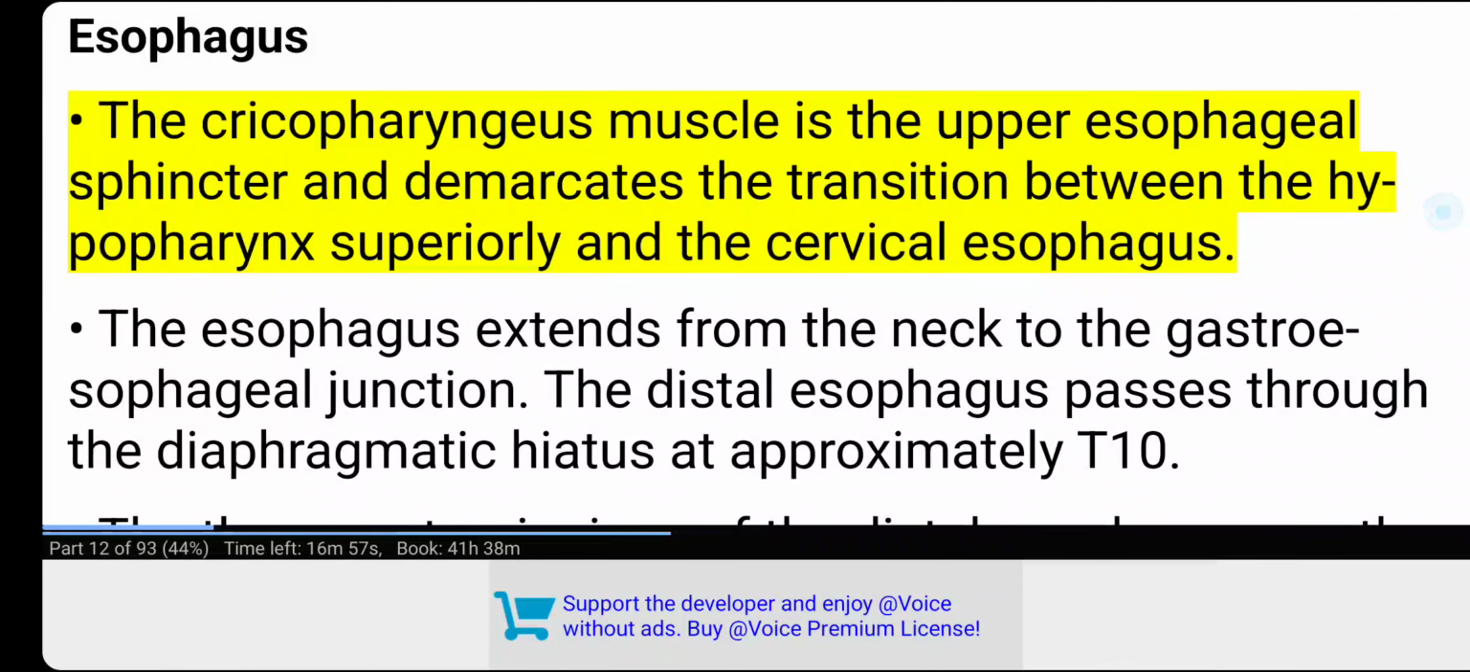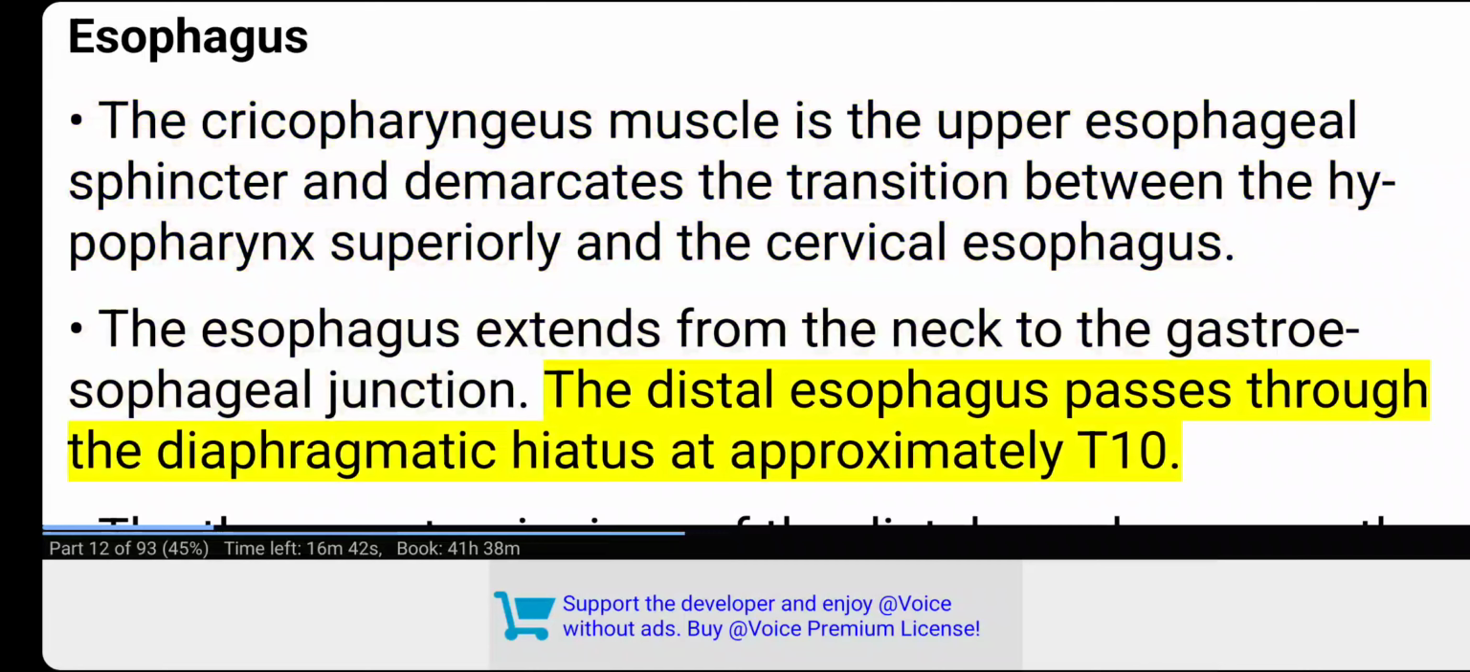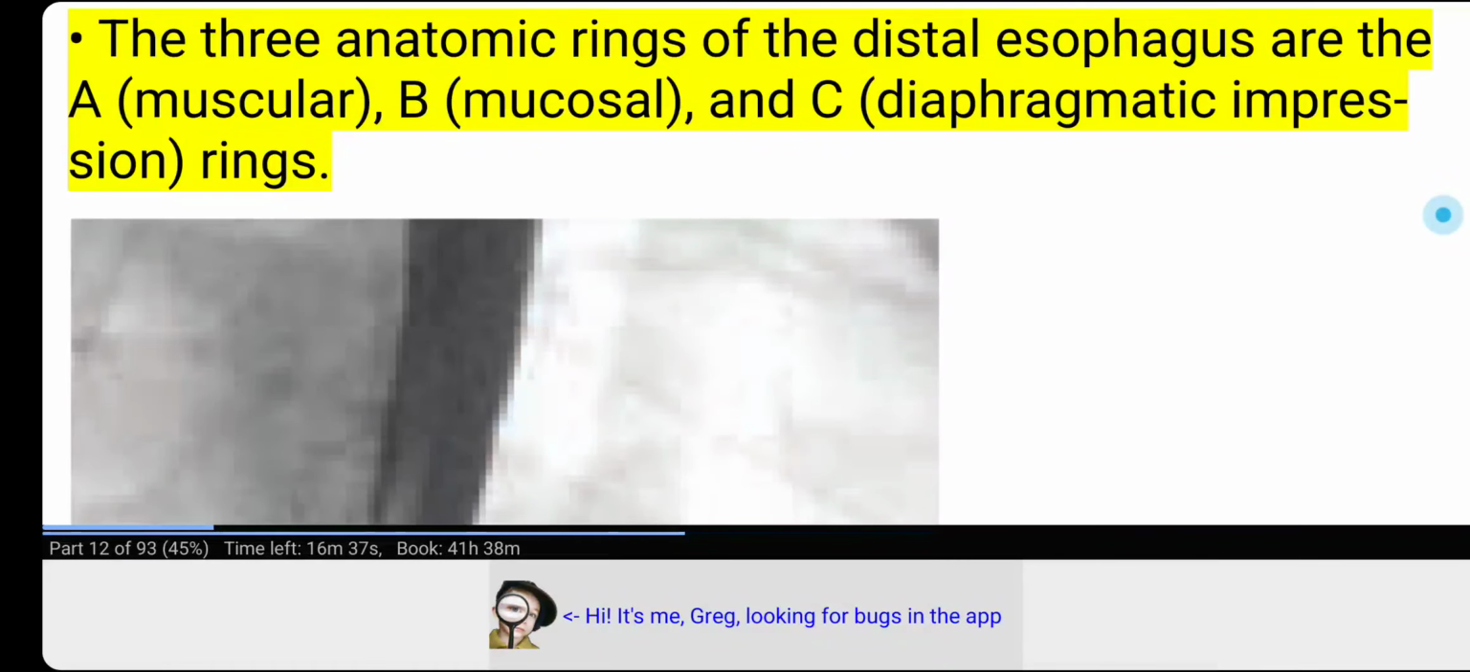Esophagus. The cricopharyngeus muscle is the upper esophageal sphincter and demarcates the transition between the hypopharynx superiorly and the cervical esophagus. The esophagus extends from the neck to the gastroesophageal junction. The distal esophagus passes through the diaphragmatic hiatus at approximately T10. The three anatomic rings of the distal esophagus are the A muscular, B mucosal, and C diaphragmatic impression rings.